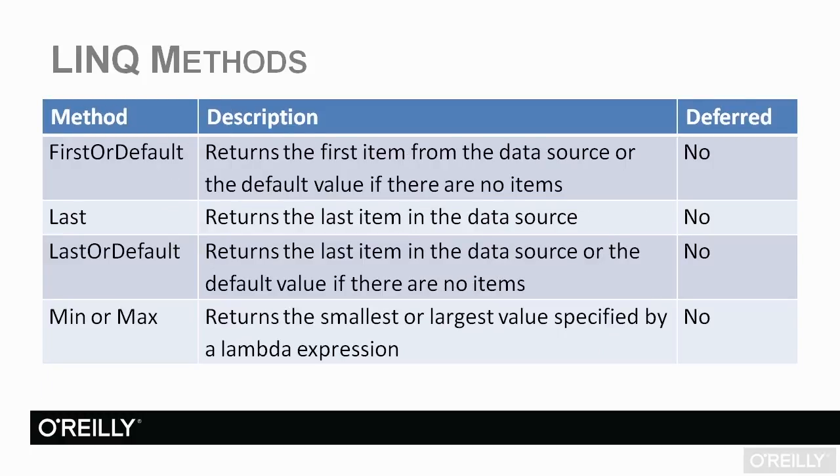You'll probably use FirstOrDefault really often. FirstOrDefault is similar to the First method in that it returns the first item from a data source, or if there aren't any items, it will return a default value. The First method that does not have a default will throw an error if there are no items. And then, of course, we have LastOrDefault. And we also have Min or Max, and that will return either the smallest or the largest value specified by a lambda expression. So these are all fairly simple and obvious from the method names.